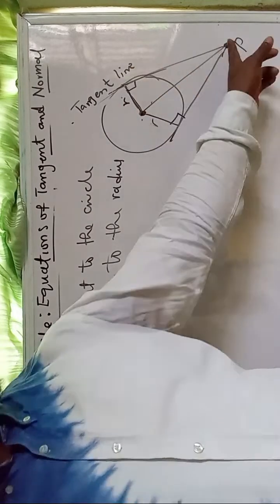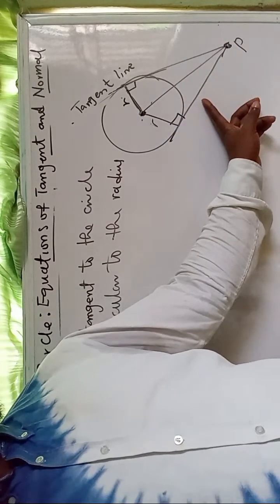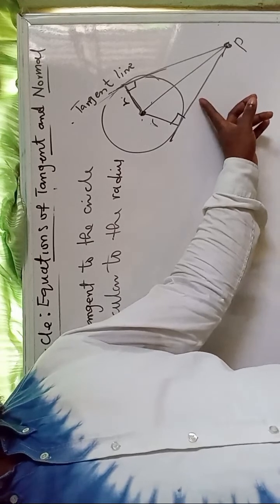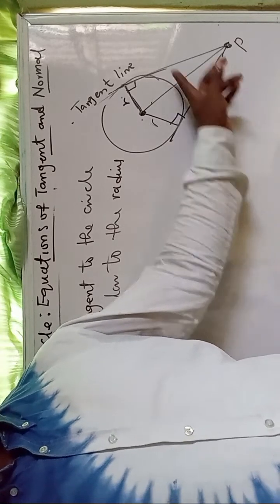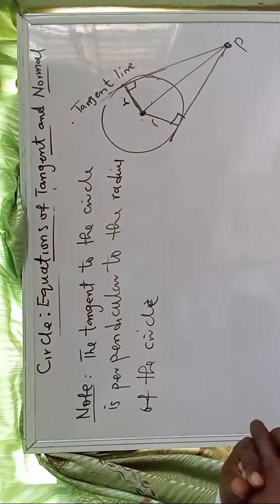This line, which is a hypotenuse from here to here, is the same hypotenuse for this line. So that is the two things we want to note here.